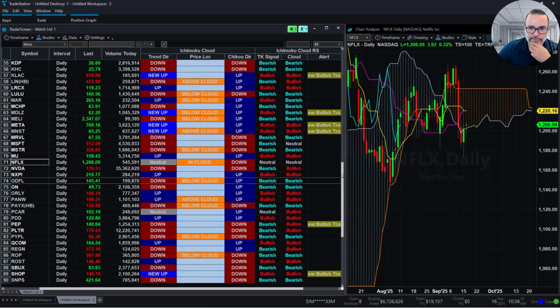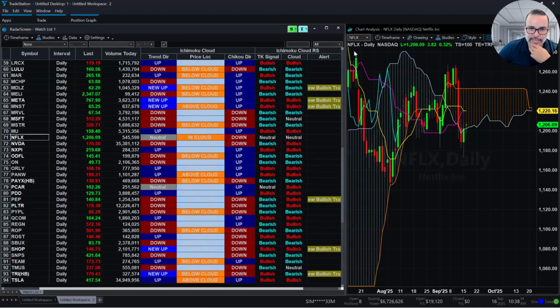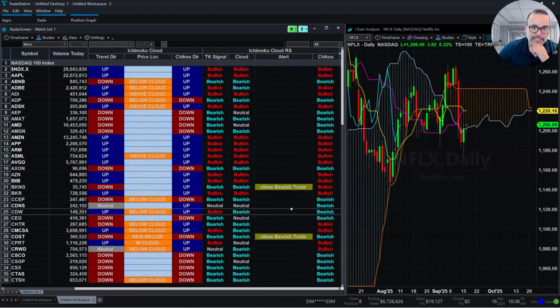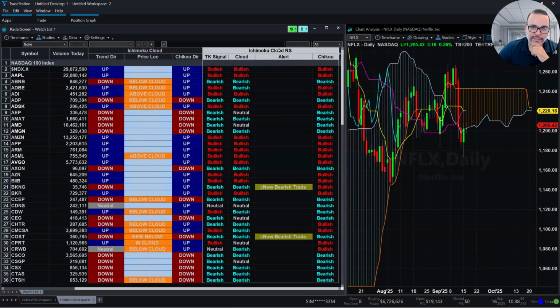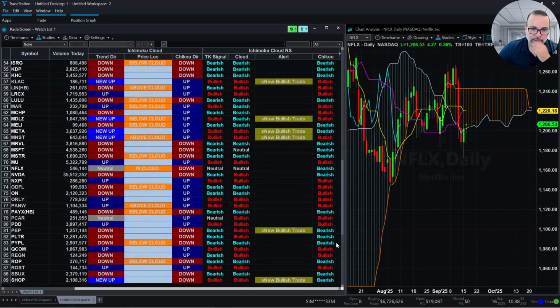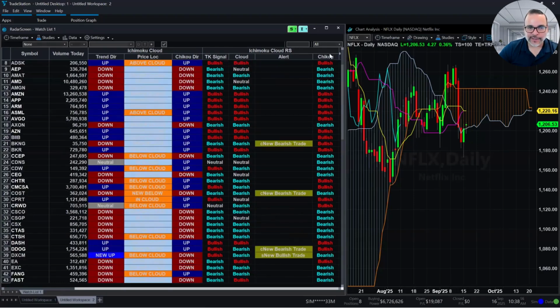Let's see, the Chikou direction, we just have up and down based on where the closing prices are in relationship to that line. But I also wanted to see, I'm not sure if you guys have this other indicator. Maybe that's, as I said before, one that I created. But on the price location, we have below the cloud or above the cloud. There's a whole bunch of different alerts that you can take a look at.